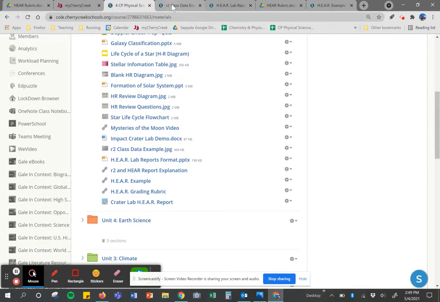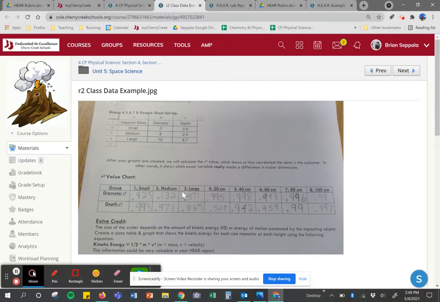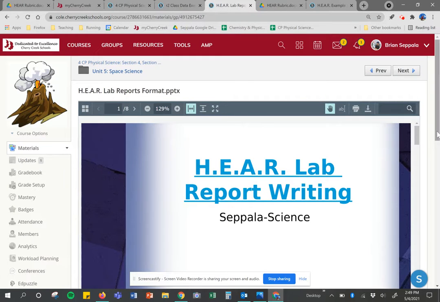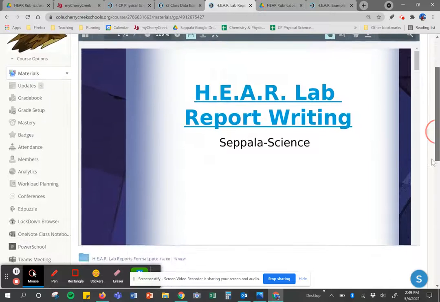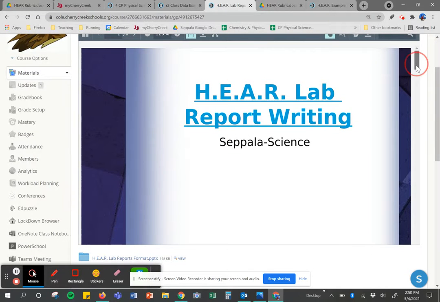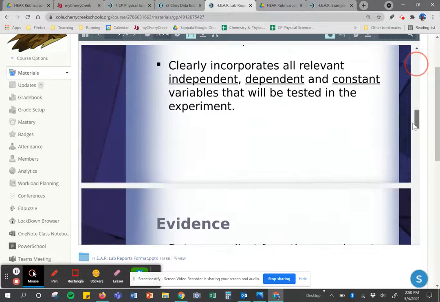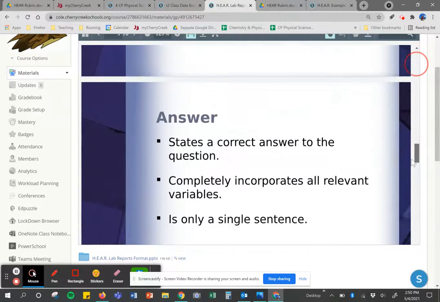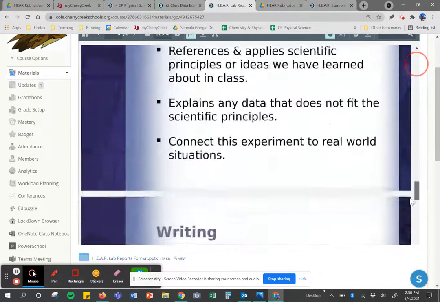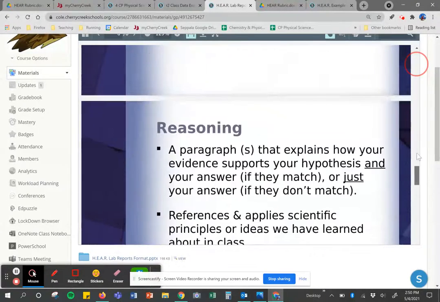We've got the R-squared example data, in case you didn't have that, you can use this data to work on. This also explains the extra credit at the bottom. You've got the PowerPoint that we went over. We didn't take notes on it, but we went over this, all right? And this is something that we just briefly talked about on the format of writing a HEAR report.